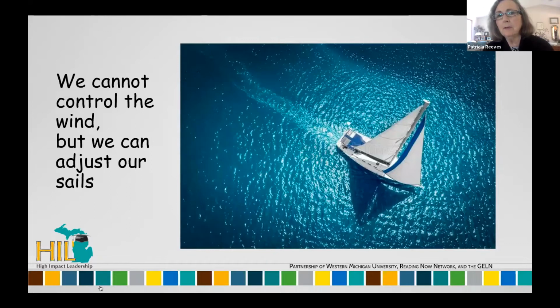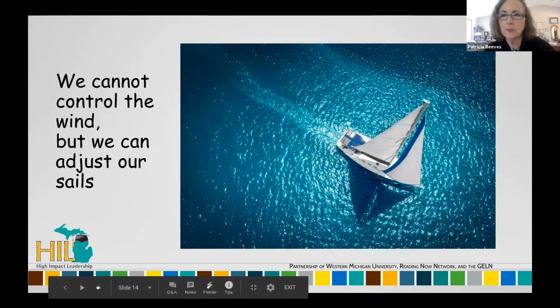It's going to interact with the wind, the waves, and the currents, and it's going to want to toss our little boat around unless and until we figure out how we're going to adjust our sails to make the wind work with us and for us and help us progress on our journey. And that's what we're going to talk about today. We're going to talk about the HIL principles and how they help us adjust our sails.